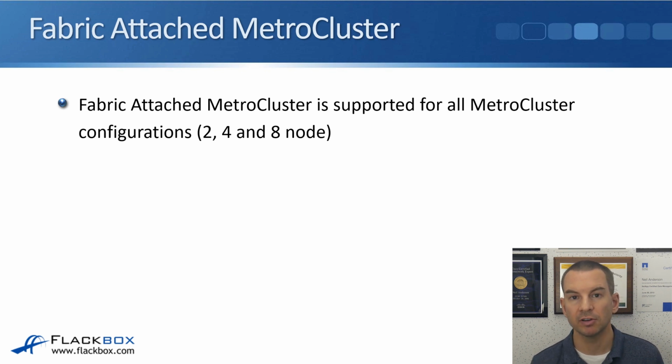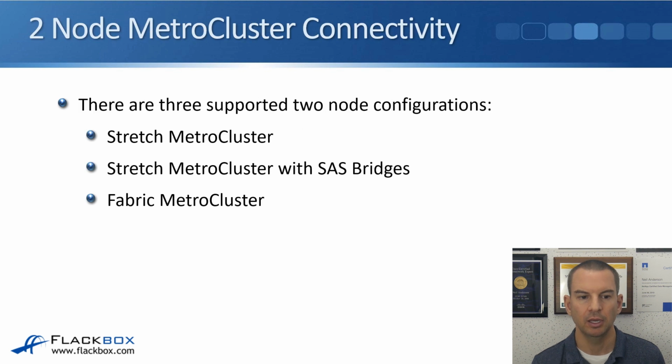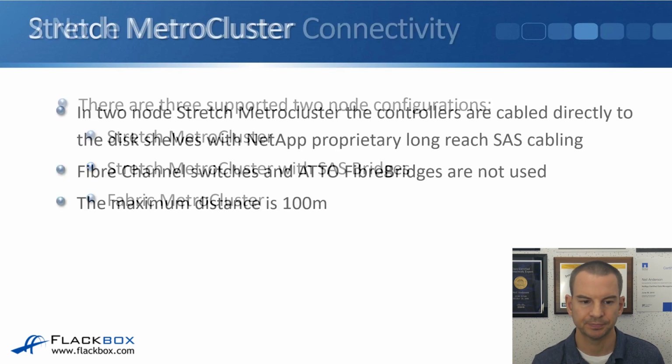Fabric-attached MetroCluster that we just covered is supported for all MetroCluster configurations. That's 2, 4, and 8 node configurations. For 2-node MetroCluster, there are a couple of other configurations that are supported. So for 2-node MetroCluster, it supports Stretch MetroCluster and Stretch MetroCluster with SAS Bridges, in addition to Fabric MetroCluster.